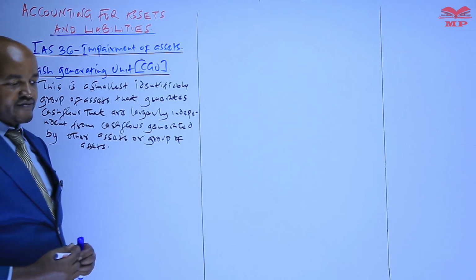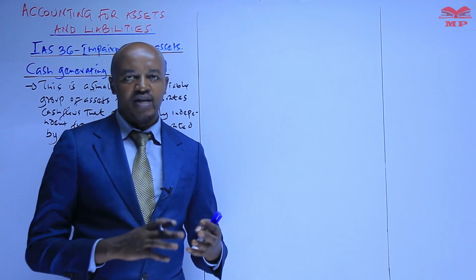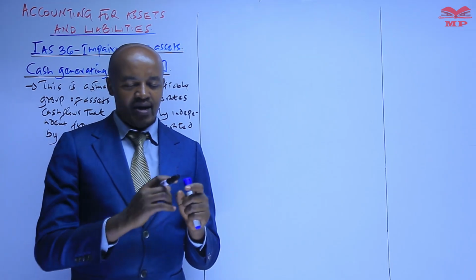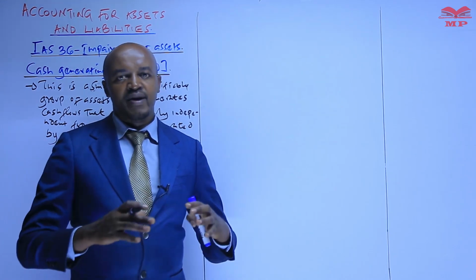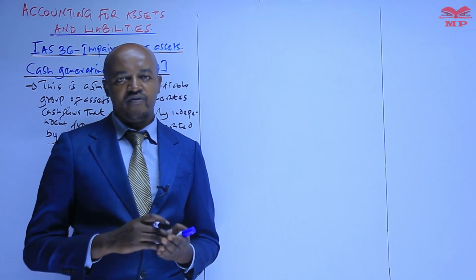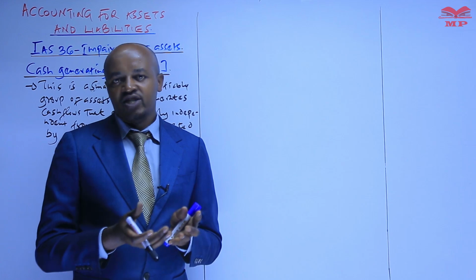Now, when it comes to determining the impairment loss of this particular cash generating unit, we have said that we determine the impairment loss of the cash generating unit, not the impairment loss of individual assets within such a group of assets, simply because these assets generate cash flow as a group.